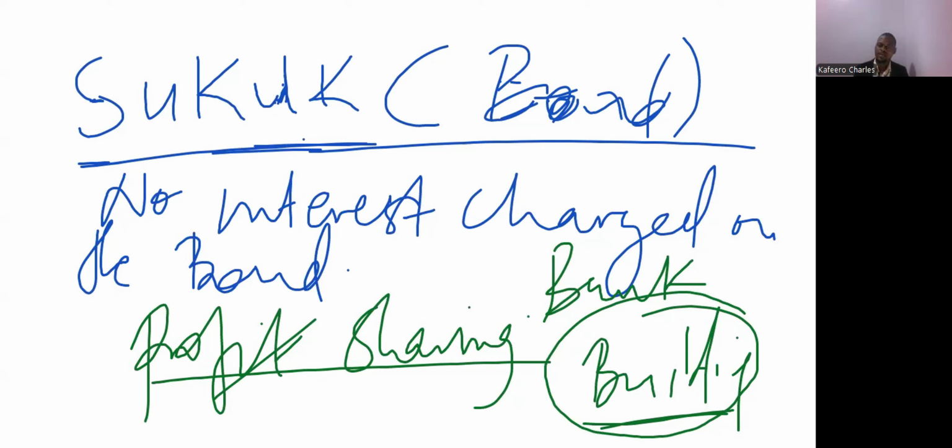Whether you buy the land and you leave it there for capital appreciation, it's not a problem. But the moment you want to sell it, just know they are part of that asset. So when they are buying, the asset is going to be owned by two people. That's what we call the sukuk, the bond. It is structured in a sense that we don't actually pay interest.